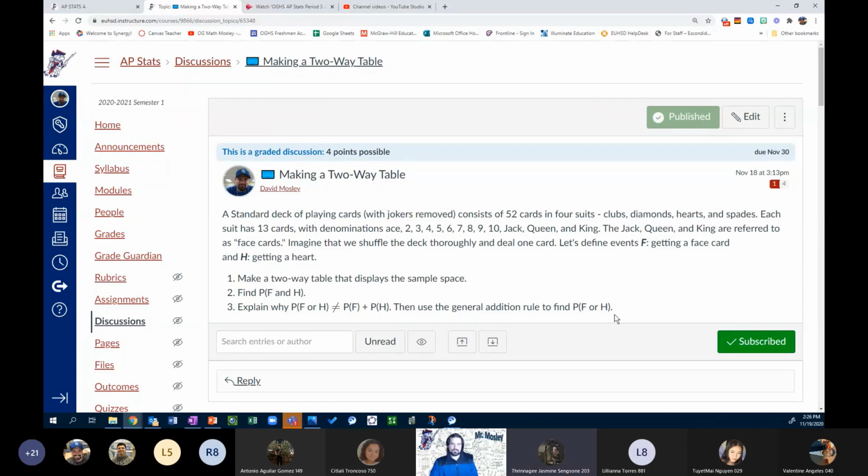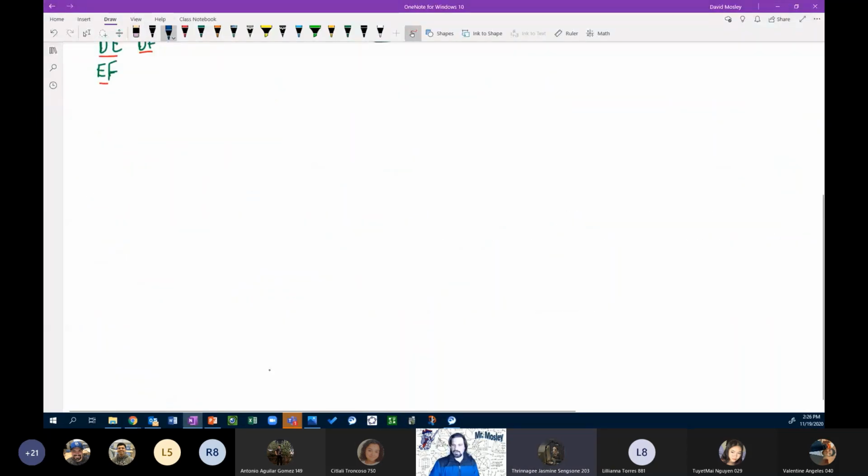I'm confused on the notation. On the discussion board, or the and or notation. Yeah, the and the or and all that. Can you briefly re-explain it, please? Mm-hmm. So, look here real quick.